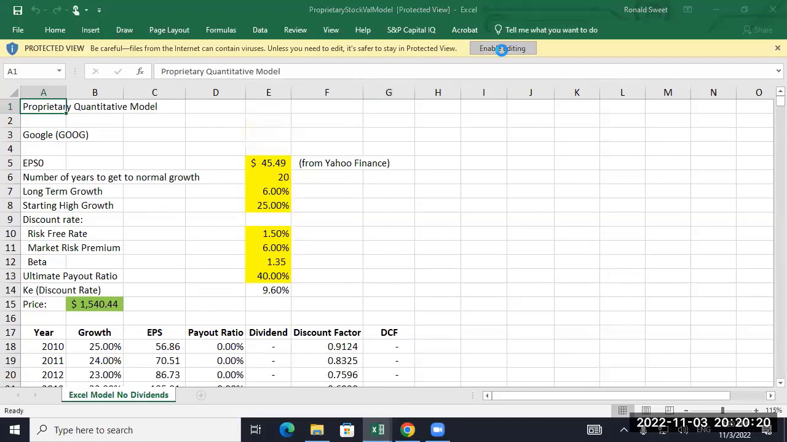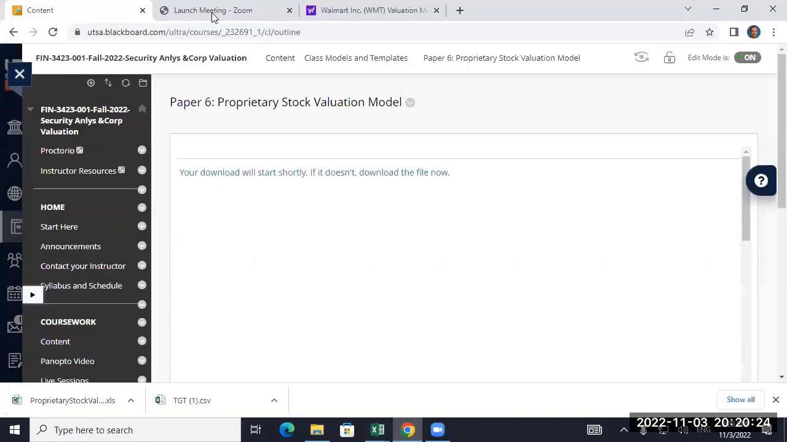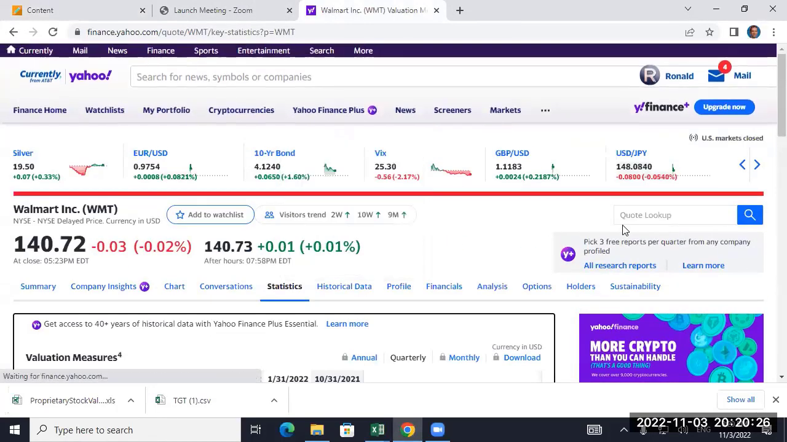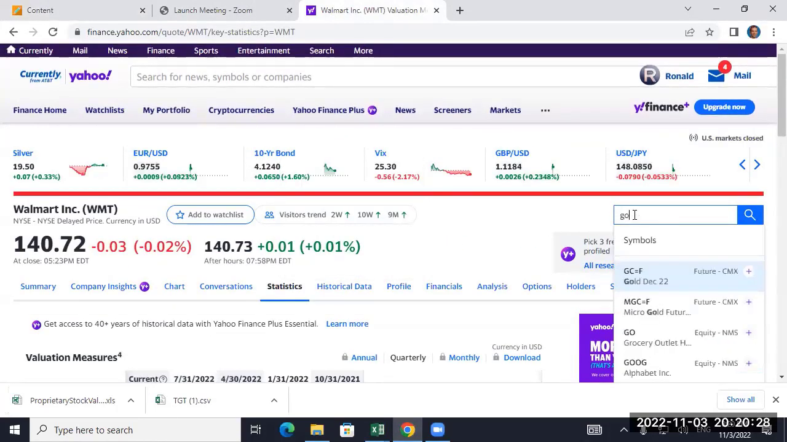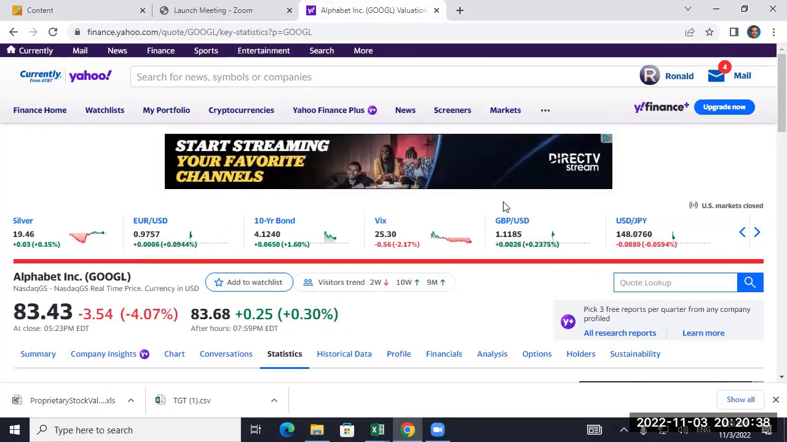I actually think this is a fairly decent model. So I was doing Google. So let's do Google. So Google's earnings are whatever they are now. I think it's funny, Google's Alphabet, but they didn't change their ticker. Facebook is Meta and they changed their ticker. I wonder how much it costs to change your ticker? I bet it's pretty expensive.